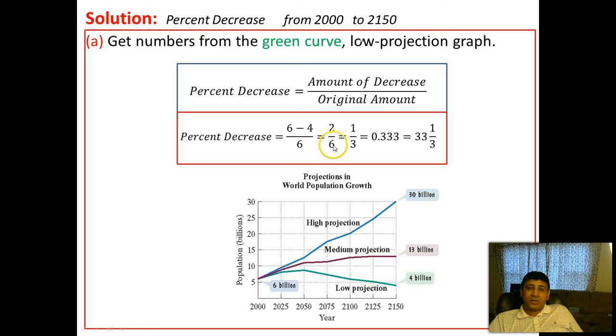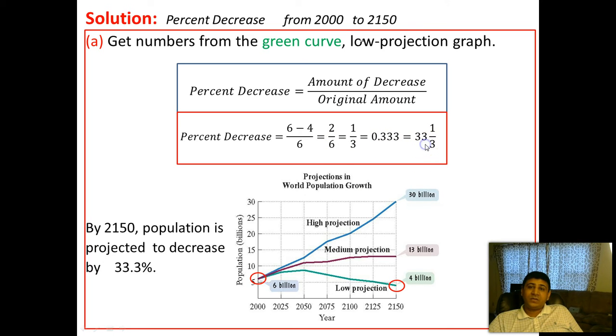Okay, and the original amount is 6, so basically it's 0.333 converted into decimal, so you will get percentages, a little bit more than 33% there. Okay, so if you follow the low projection, by 2150 the population will decrease by 33.3%. Okay, so that's how you will calculate the percent increase, percent decrease.